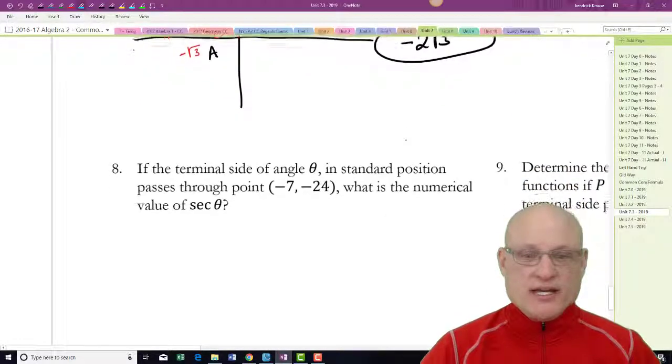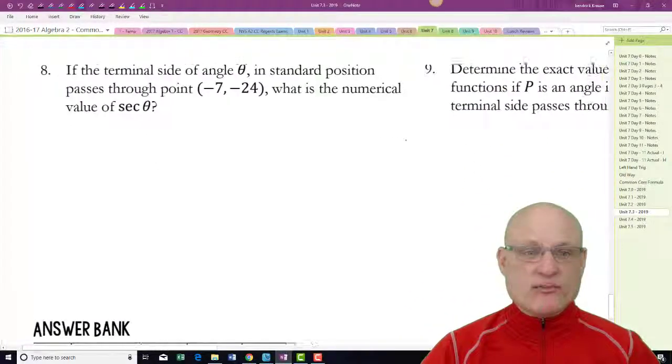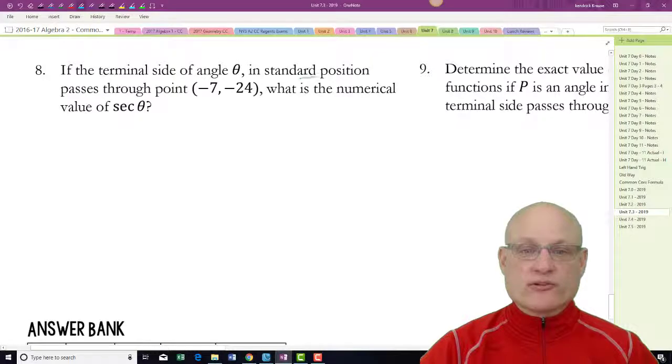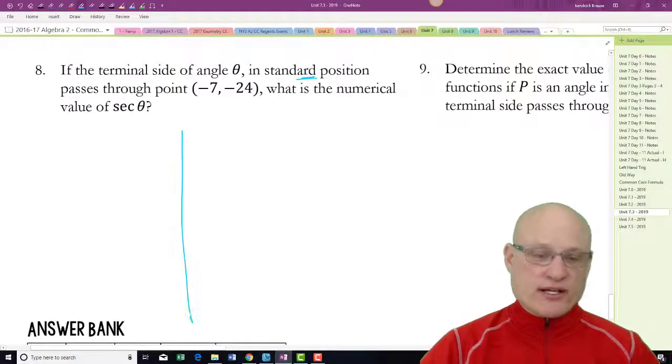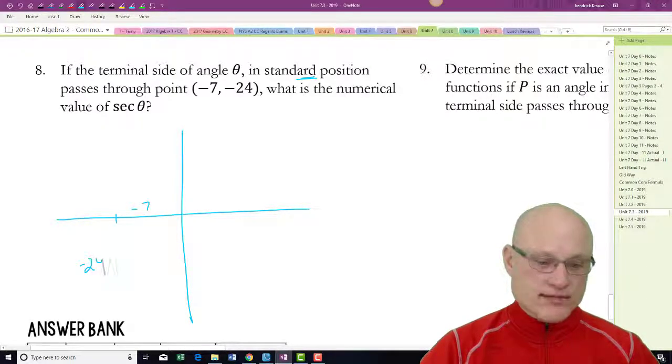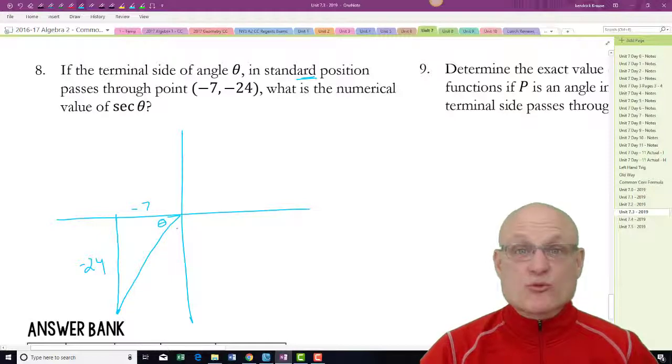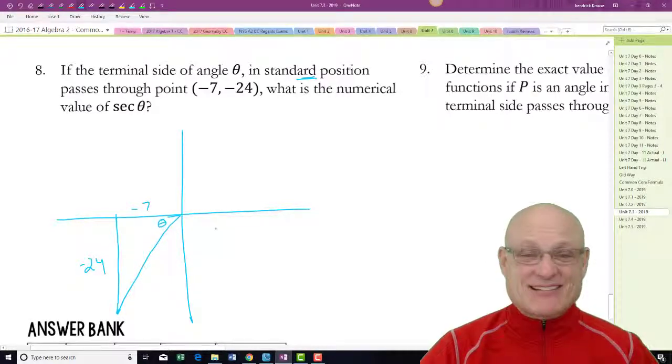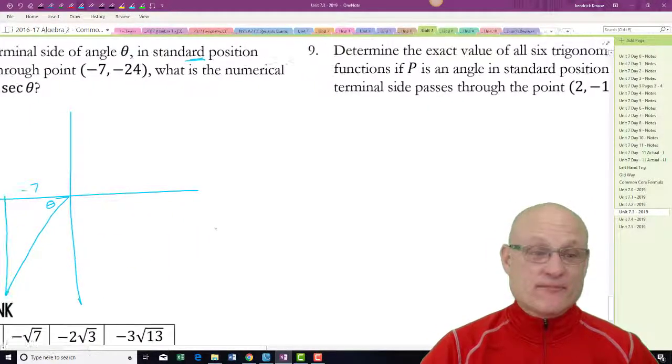One more. If the terminal side of theta is in standard position, ooh, we got standard position this time. Good. (-7, -24). That's a point way down here. Remember, you always have to create the triangle with reference to the x-axis. I cannot stress that enough.